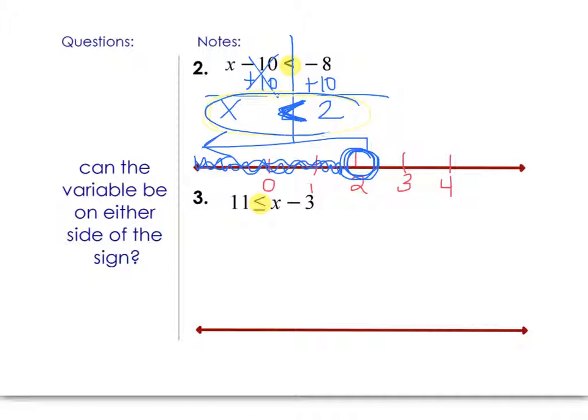So say this out loud. x is less than 2. So I want any number for x that's smaller than 2.